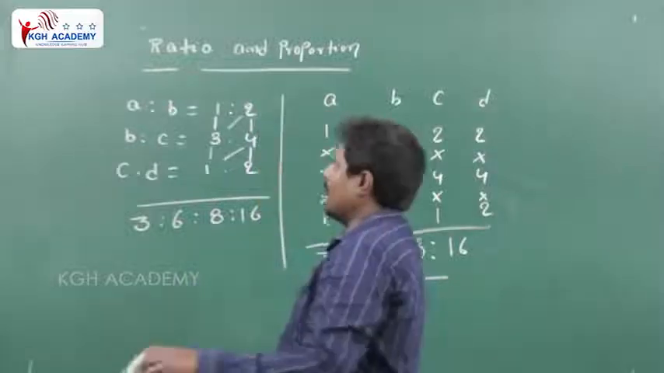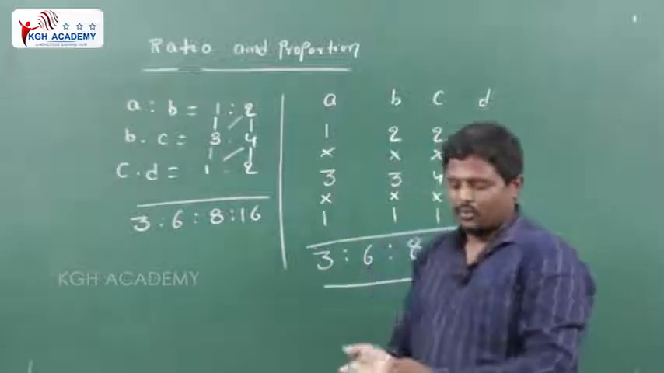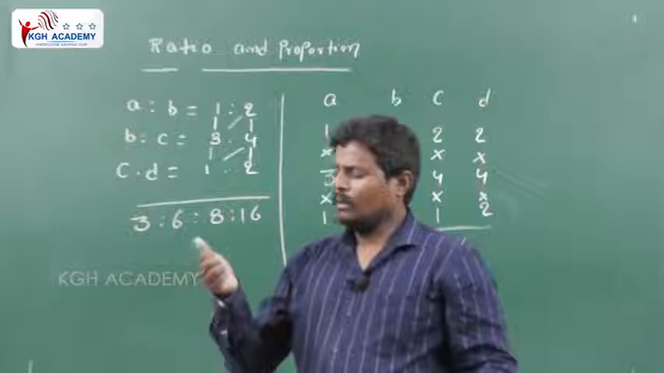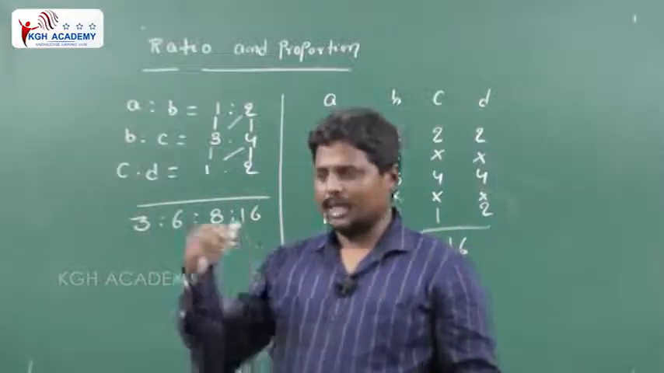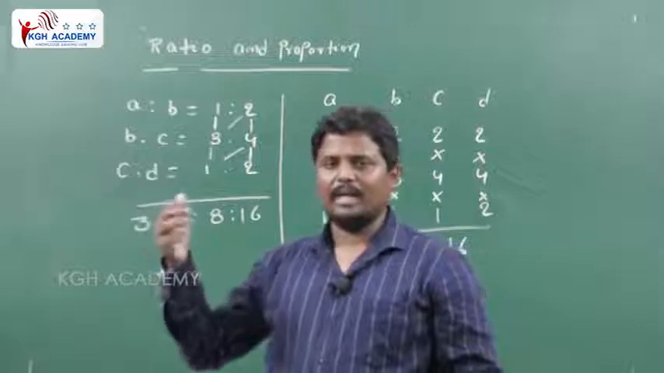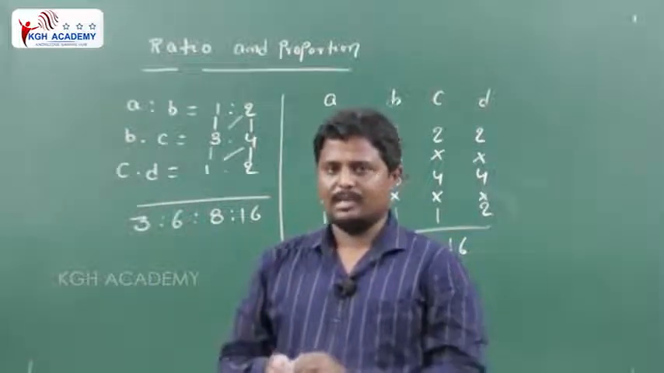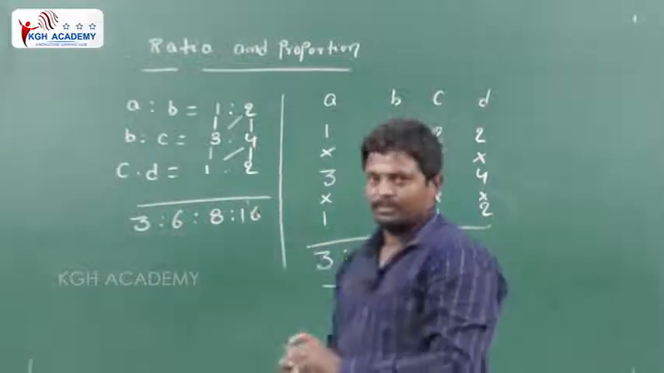Okay, and we complete the ratio and proportion formulas. How do we derive the ratios A is to B is to C and A is to B is to C is to D? This is the very first model. Okay, right.